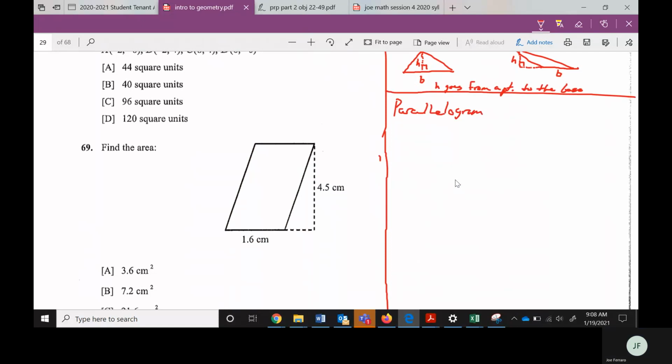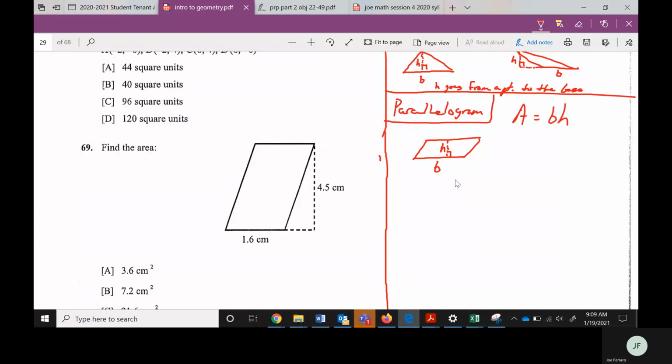Parallelogram is basically the same as a rectangle, except they don't use length times height. They call it base times height. And so if we have a parallelogram, remember a parallelogram is a shape with two sets of parallel lines. So this line and this line are parallel, this line and this line are parallel. And if you pick whatever side is the base, the height is a perpendicular line connecting the opposite side of the base, which is the same length. So that would be the height. Okay.